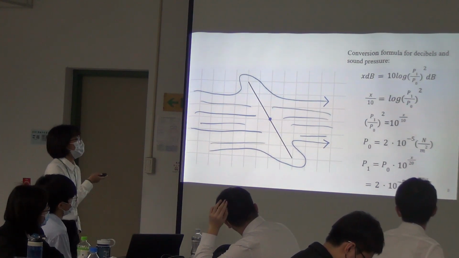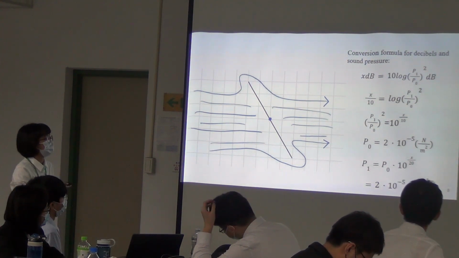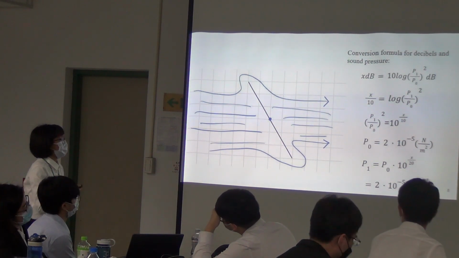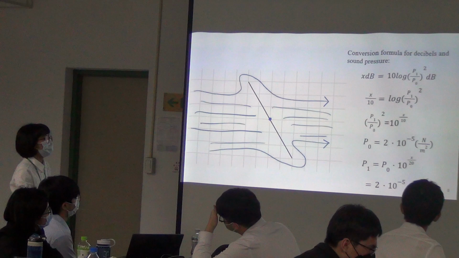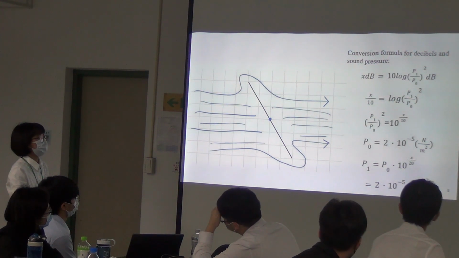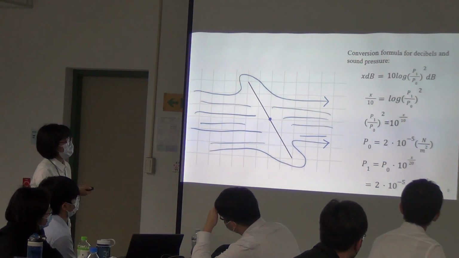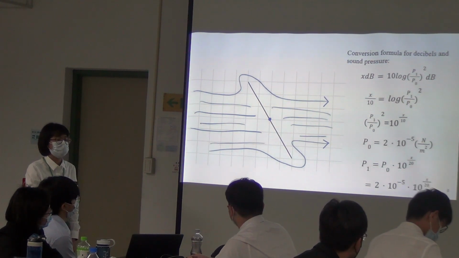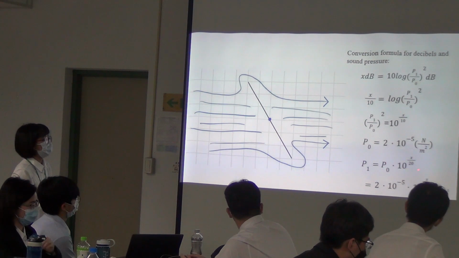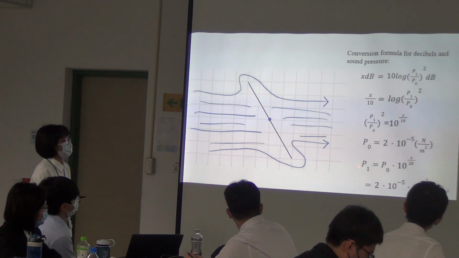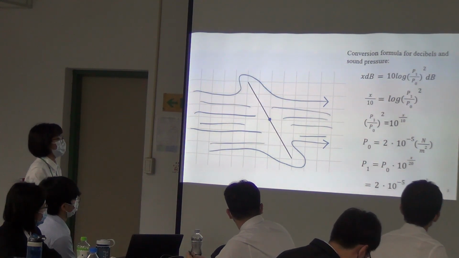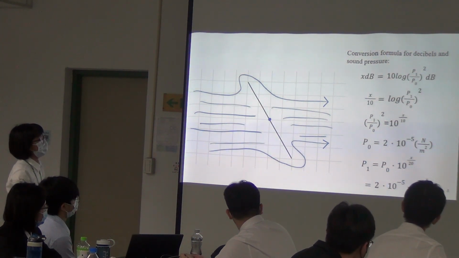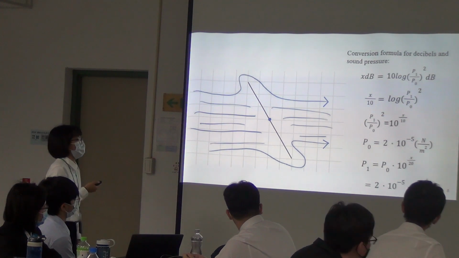And the conversion formula for decibels and sound pressure. We define X as the dB, and X dB equals 10 log (P1 over P0) squared dB. This is the derivation we did. P0 is the minimum sound pressure humans can hear, and P1 is the sound pressure we measured. And it will equal 2 times 5 to the power of minus 5 times 10 to the power of X over 20.